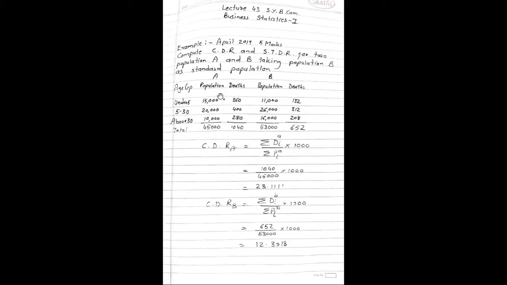So age group wise population for group A as well as for group B is given. Age group under 5: population for population A is 15,000. There are 360 deaths. For population B, under 5 population is 11,000 and 132 deaths are there. Then age group 5 to 30. Population A, the population value is 20,000. Deaths are 400. For population B, population is 26,000. Deaths are 312.